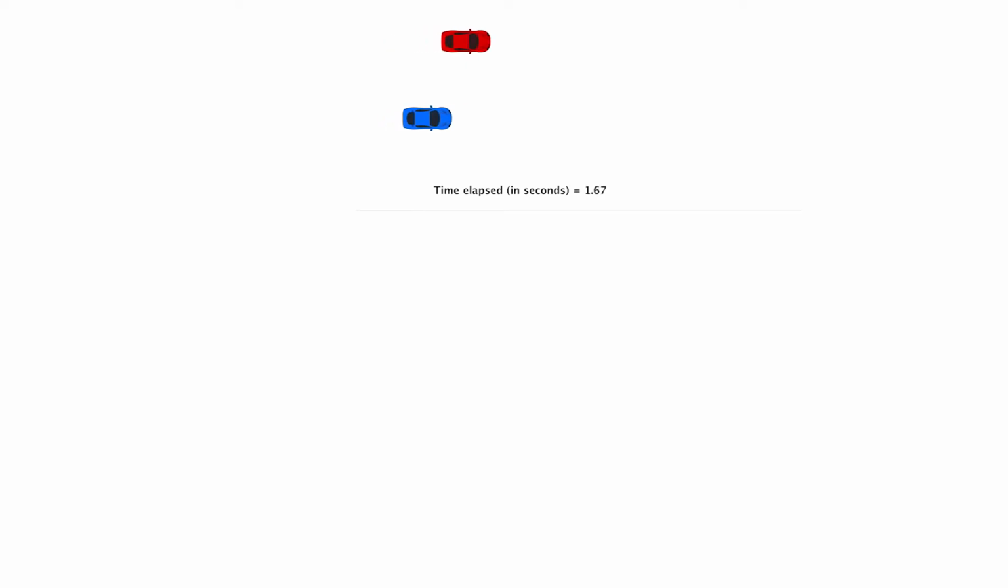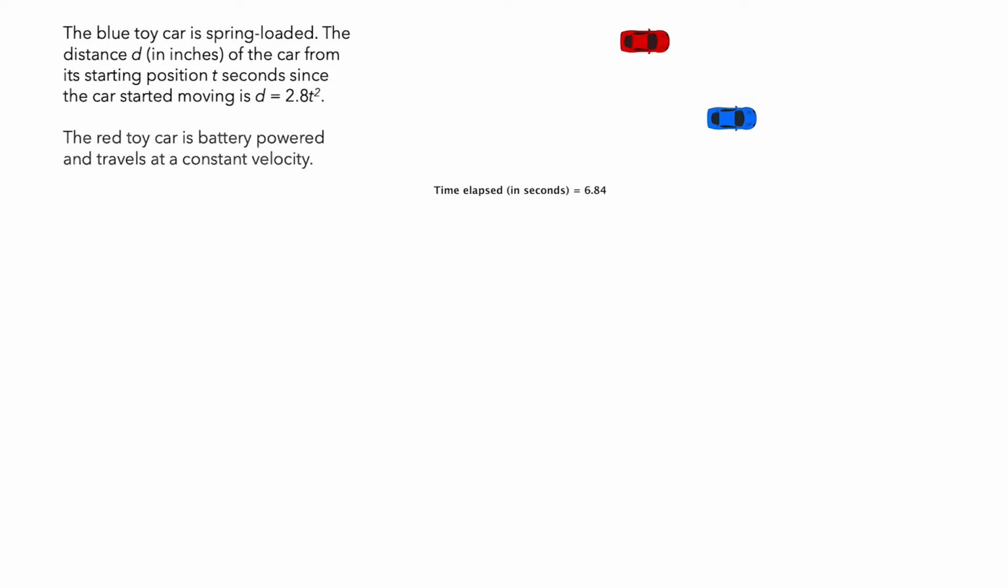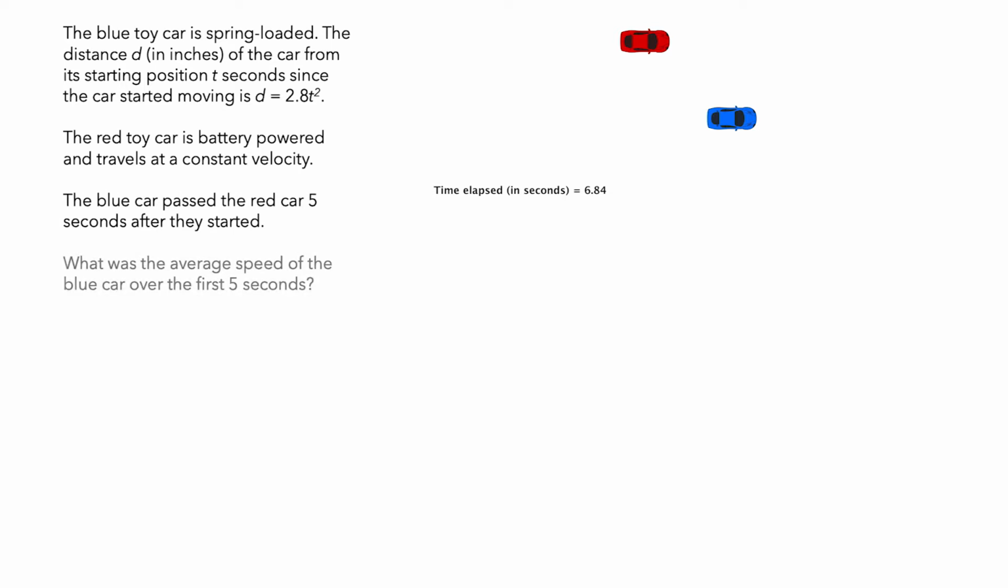In this video, you will see Julian and Alyssa watch an animation of two toy cars racing. The blue car accelerates, and the red car travels at a constant speed. The blue car passes the red car 5 seconds after they start. Julian and Alyssa will try to determine the average speed of the blue car over the 5-second interval. As they work, consider the understandings they express and determine if their reasoning is valid.